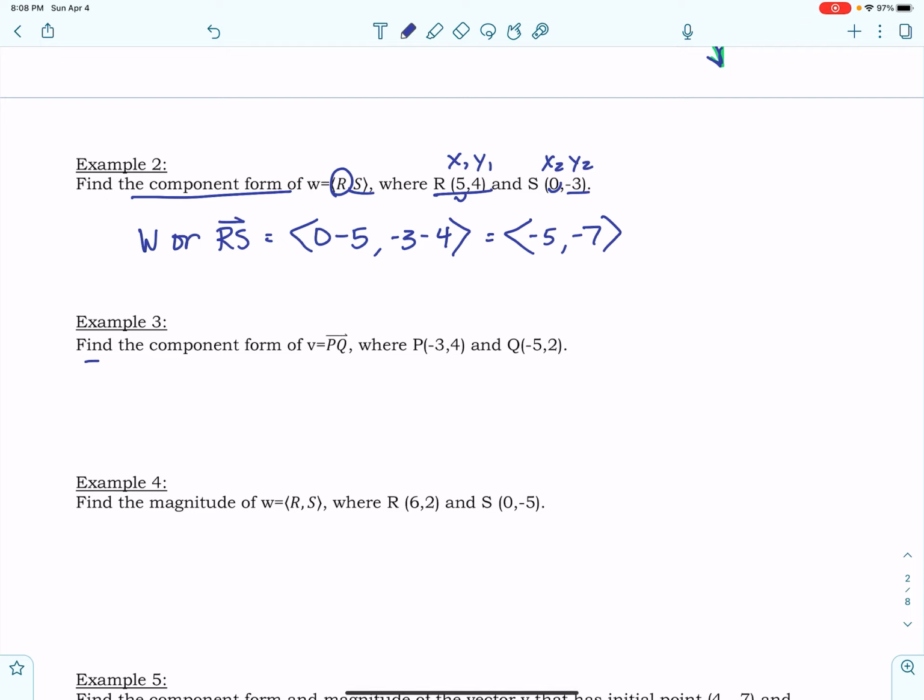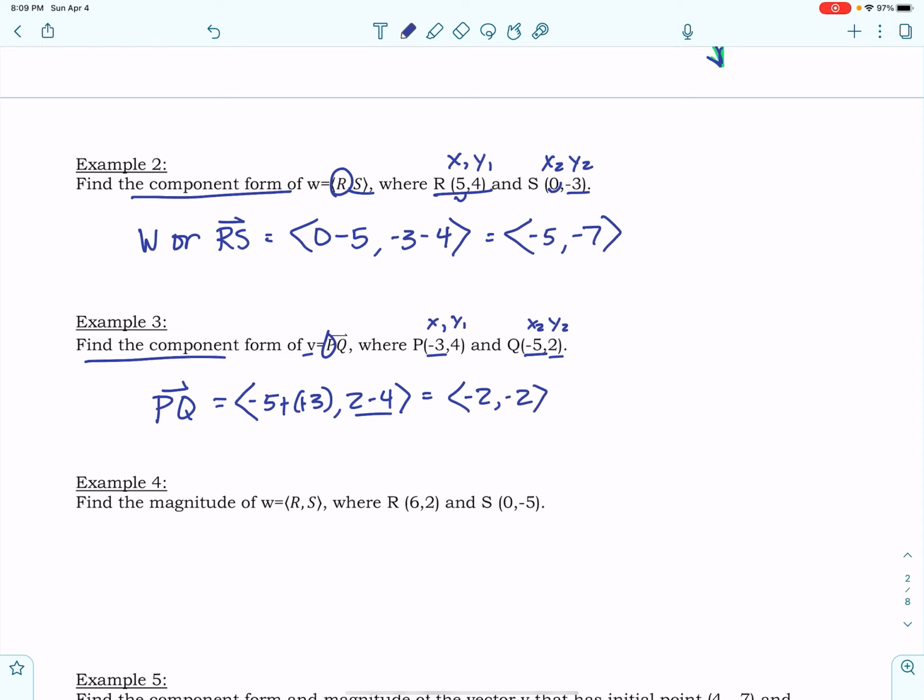All right, so the next one, find the component form of V, and it is vector PQ, or you can call it vector V, it does not matter. This tells me that this is the initial, so that's x1, y1, x2, y2. So my component form of the x is x2 minus x1, so negative 5 minus a negative 3. Make sure you're careful with your signs. That's why I use parentheses there. And then I've got 2 minus 4. So this becomes positive, so I've got negative 5 plus 3, so that's going to give me a negative 2, and then 2 minus 4 is also negative 2.